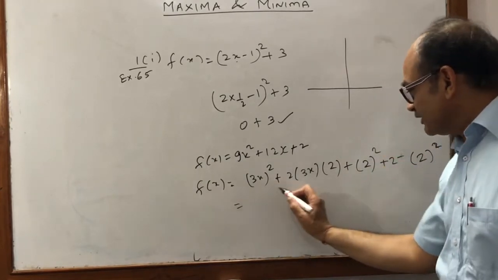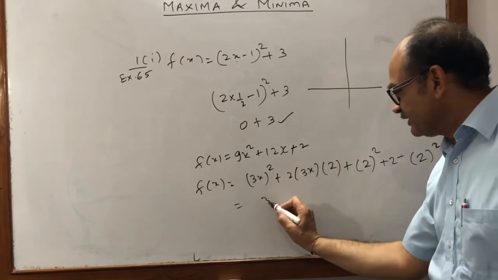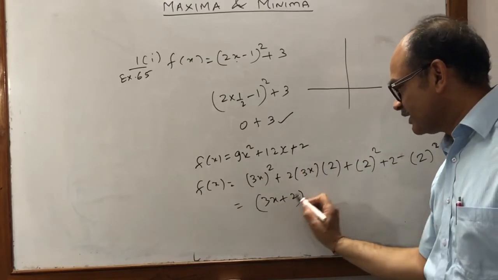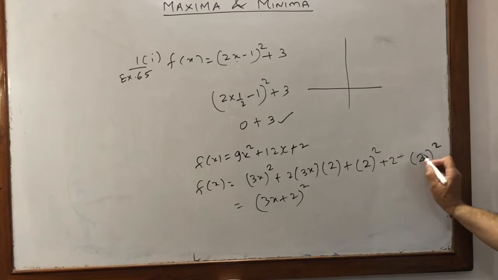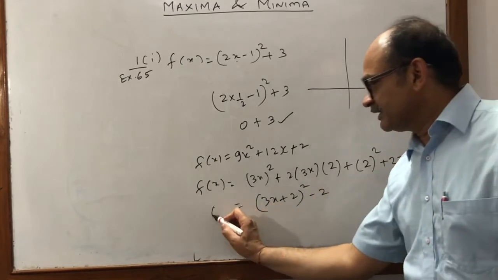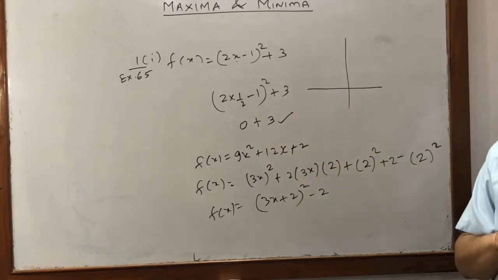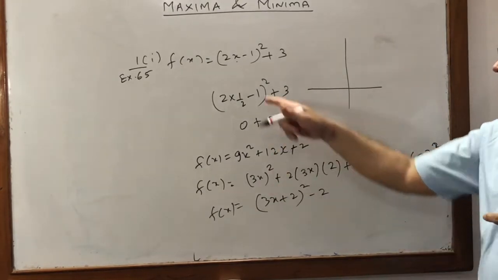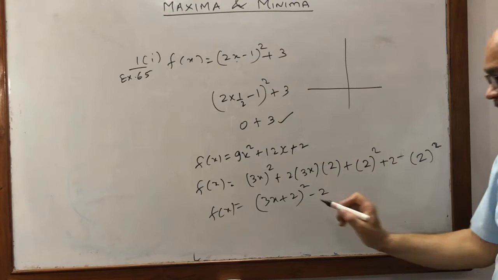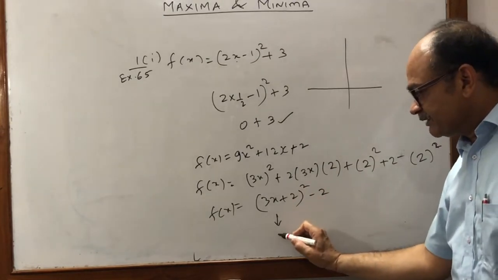So the first one, these 3 will make 3x plus 2 the whole square, and minus 4 and plus 2 minus 2. That is fx. Clear? How we convert it into a perfect square. And the same thing again as the previous sum. The perfect square is here. It means its minimum value is 0.